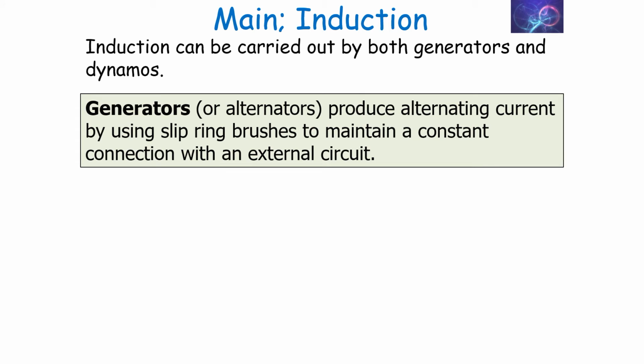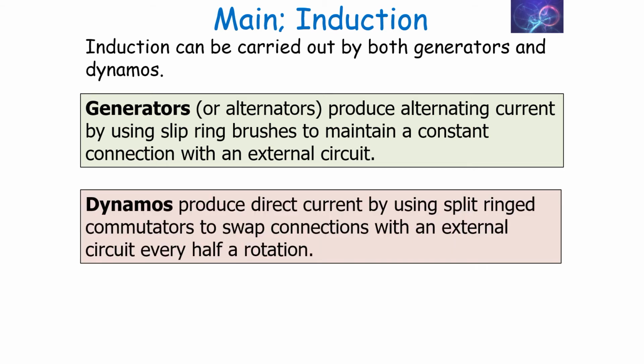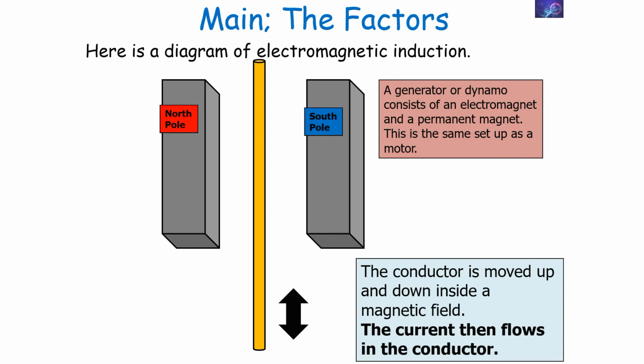Now, let's just look at these 2 ideas. Induction can be carried out by both generators and dynamos. Generators or alternators produce alternating current by using slip ring brushes to maintain a constant connection with an external circuit. Dynamos produce direct current by using split ring commutators to swap connections with external circuits every half a rotation. Now you'll notice that a generator or dynamo consists of an electromagnet and a permanent magnet, the same setup as a motor. The conductor is moved up and down inside the magnetic field. The current then flows in the conductor.